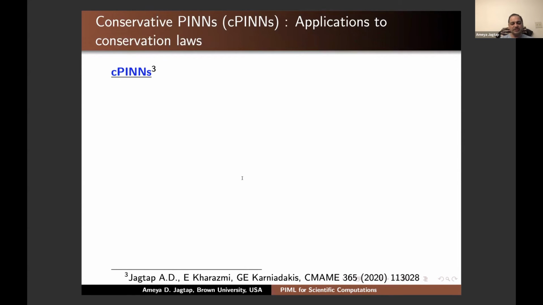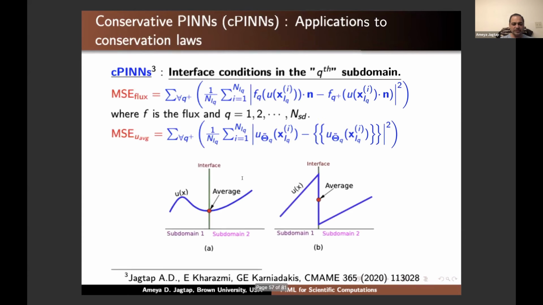Okay, so the first extension is the conservative PINNs. As I said, it is applicable for conservation laws. So these are the interface conditions. Suppose we have Q subdomains. In the q-th subdomain, we have the flux interface condition, the normal flux continuity, and we are also enforcing the average solution across the interface.